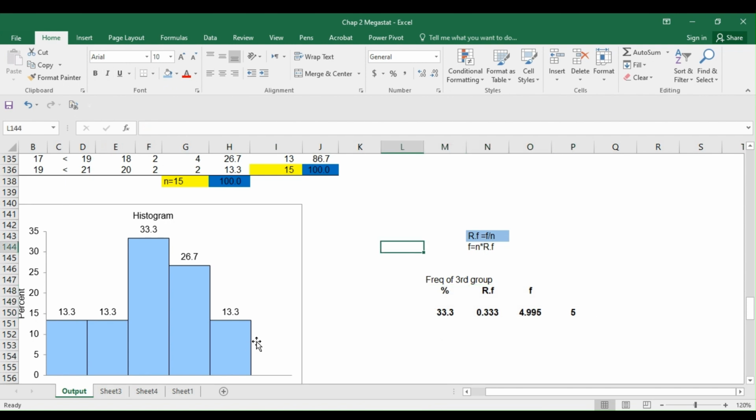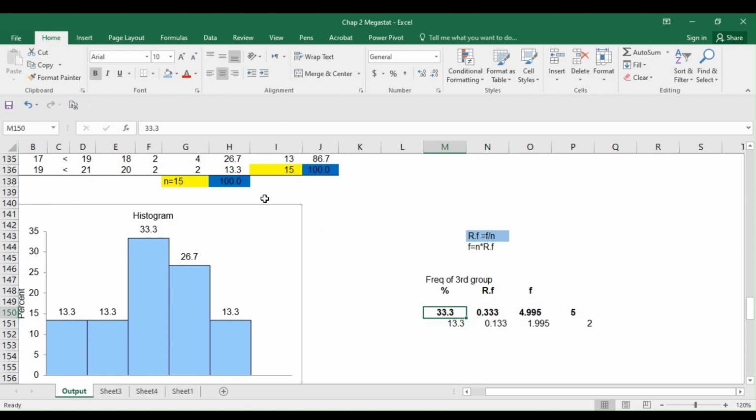Okay, let us go for the frequency of the last group. The last group is 13.3 divided by 100, it becomes 0.133. Then here it equals 15 times 0.133, which equals 1.995, so approximately 2.